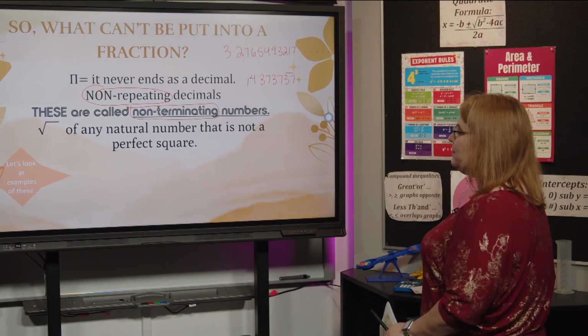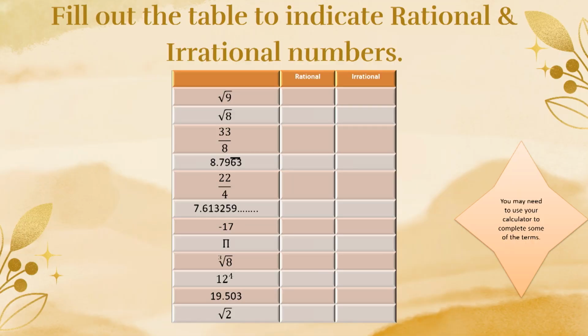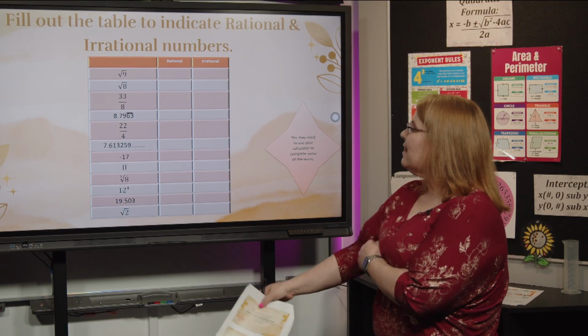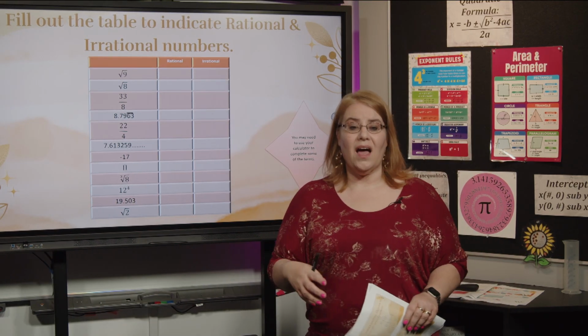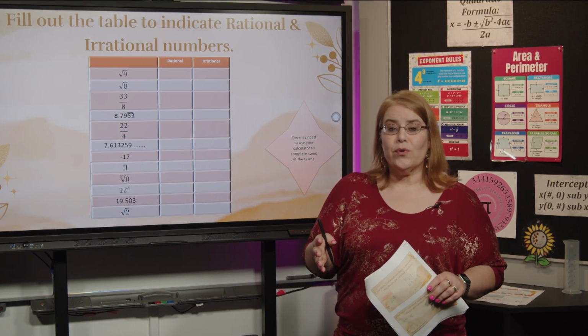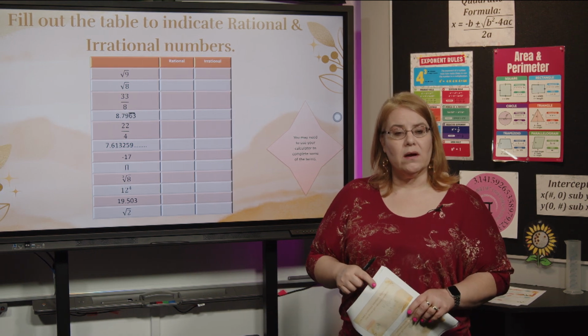So let's keep going. All right, look at this table. It says fill out the table to indicate rational or irrational, and I may need to use my calculator. Well, Ms. Killen, I see the square root of 9. 9 is a natural number. Yeah, but is it a perfect square?